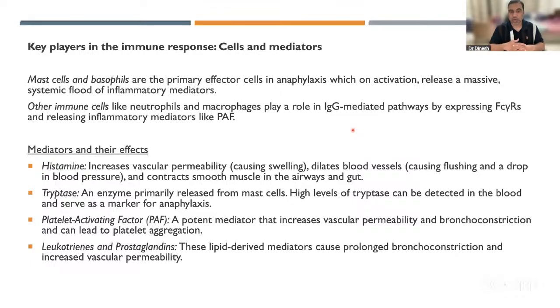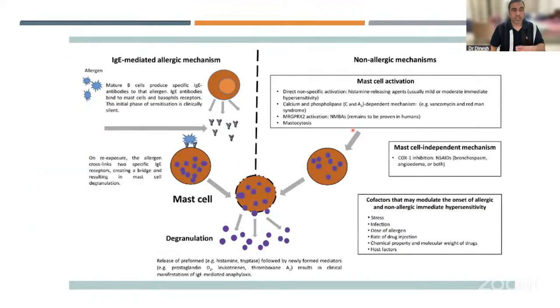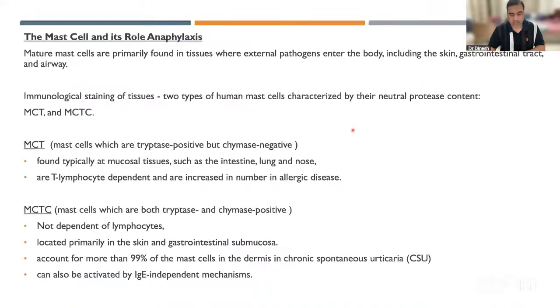Tryptase, again, is an important enzyme in anaphylaxis. It causes various symptoms, which we'll see later. Platelet activating factor is more important in the IgG-mediated pathway, where it increases vascular permeability and bronchoconstriction, and also leads to platelet aggregation. And finally, the leukotrienes and prostaglandins. These lipid-derived mediators cause prolonged bronchoconstriction and increased vascular permeability. But if you see, the most important effector cell is the mast cell, in IgG-mediated or non-IgG-mediated anaphylaxis, except in the mast cell-independent mechanism. In all other anaphylaxis, the mast cell is most important. So let's go into its role.